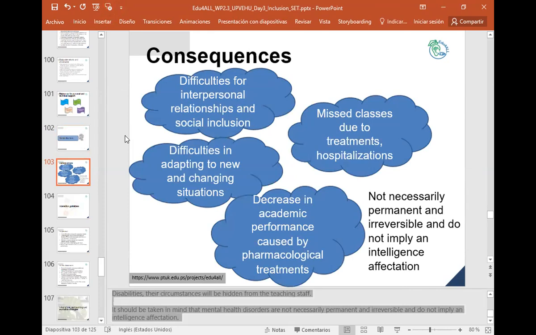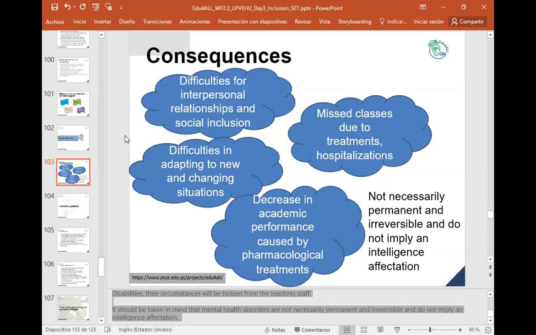Heterogeneity is an important factor to take into account in people with mental health disorders. Some students have the same disorder and their characteristics are totally different, hence the importance of not stereotyping. The main consequences of mental health disorders are related to difficulties for interpersonal relationships and social inclusion, due to difficulties in externalizing their feelings, isolation, etc.